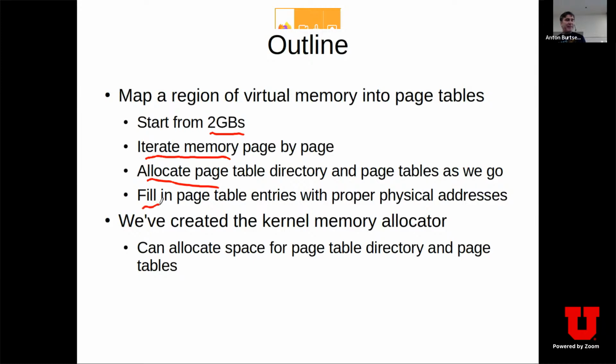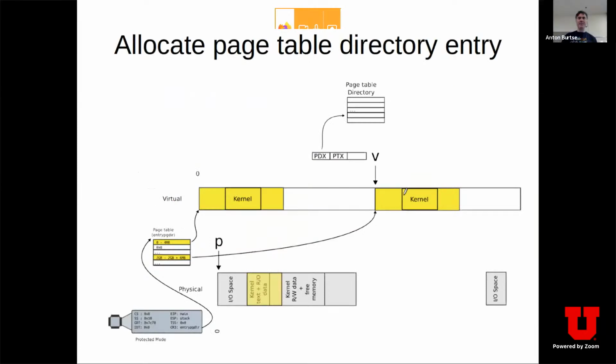And then we will be filling page table entries essentially with proper physical addresses, right? So essentially, if you want to map a specific address, you just update an entry in a page table, right? Okay, let's take a look at how it might work.